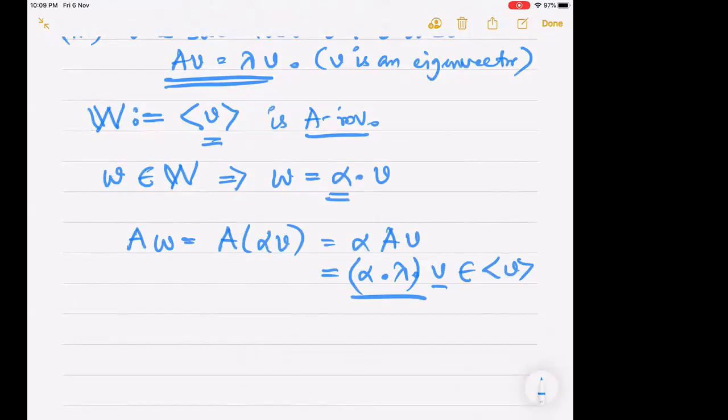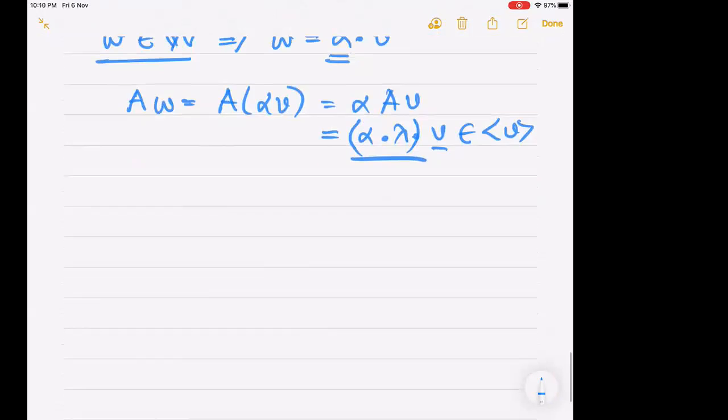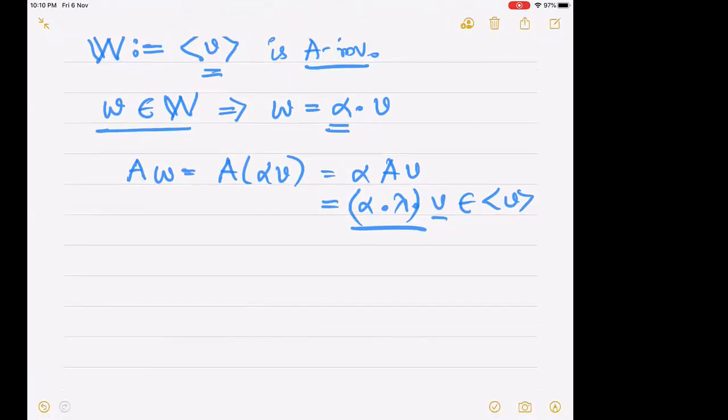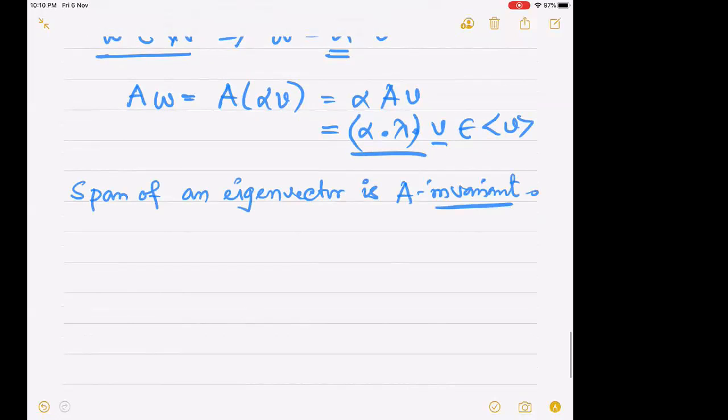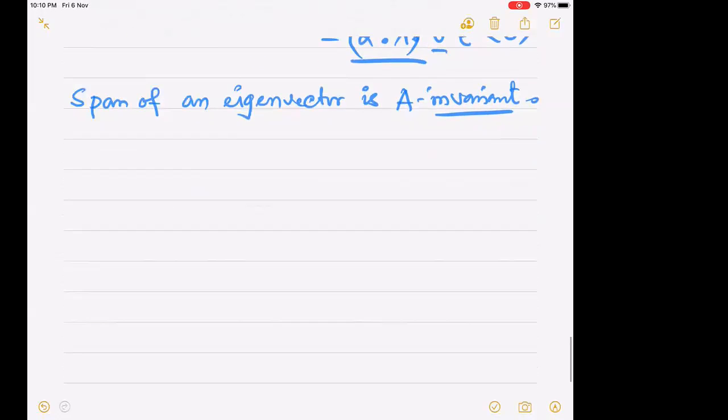So I pick arbitrary vectors from the space W, make A act on them, and I get vectors which are once again in the space W. So this is A invariant. Therefore, the span of an eigenvector is A invariant. Not just that, in fact, we'll come to that soon.